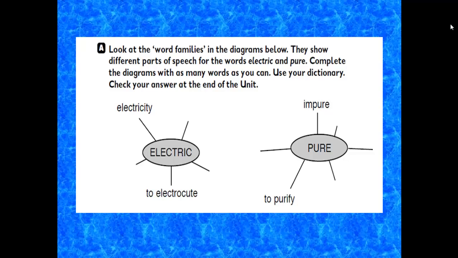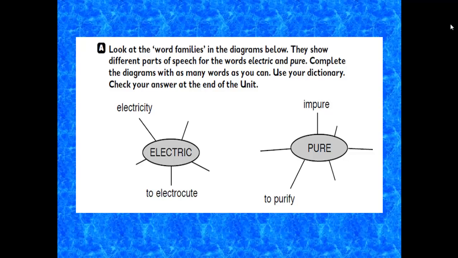Now let's do exercise number A on our workbook, page number 52. Look at the word families in the diagrams below. They show different parts of speech for the word electric and pure. Complete the diagrams with as many words as you can. Use your dictionary. Check your answer at the end of the unit.